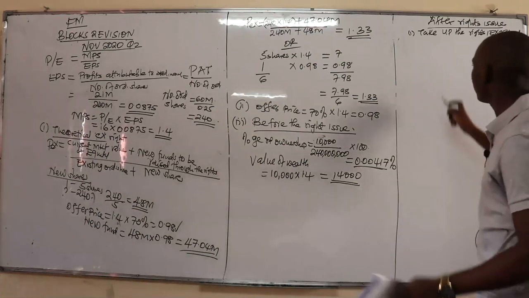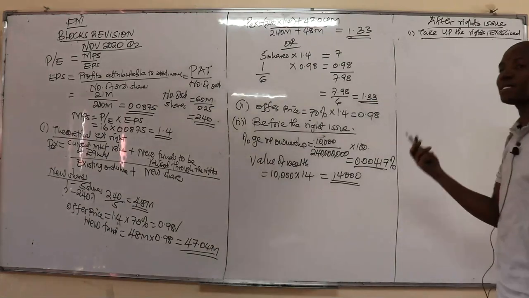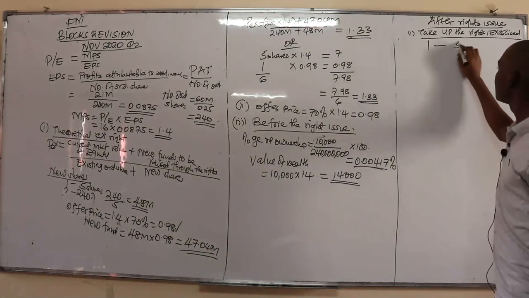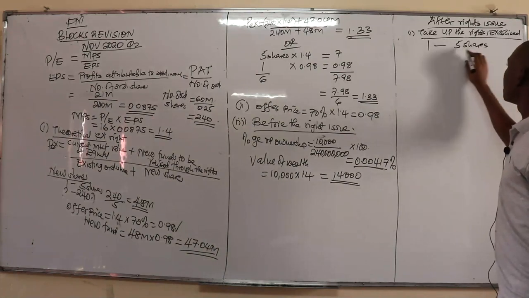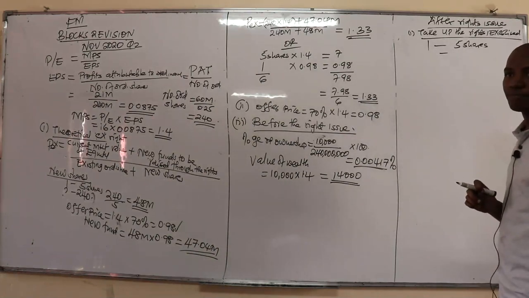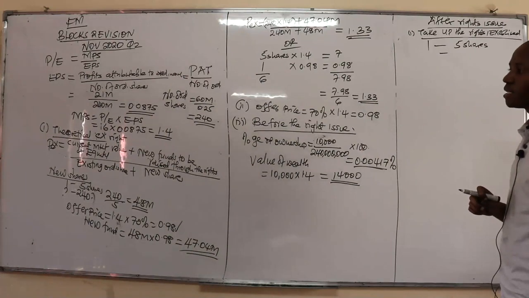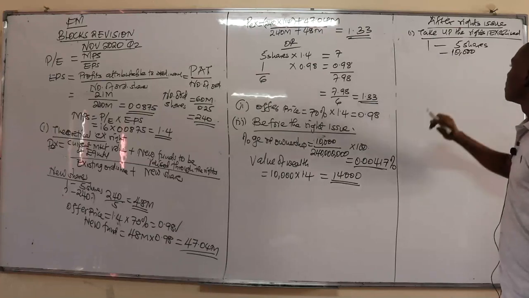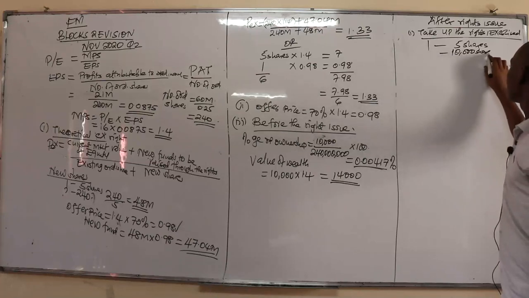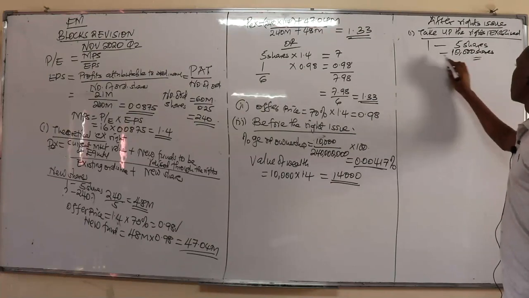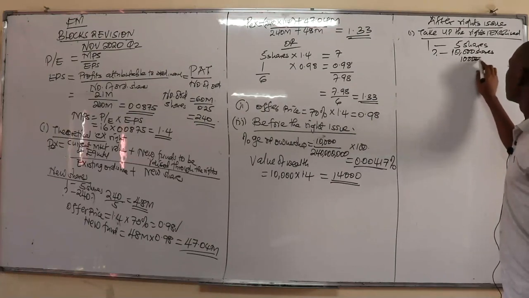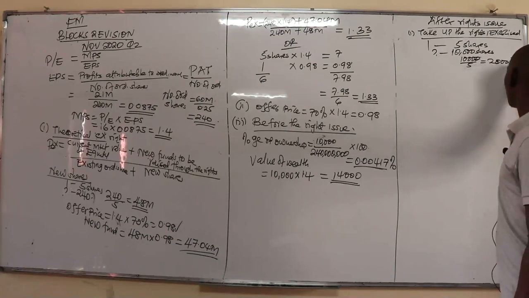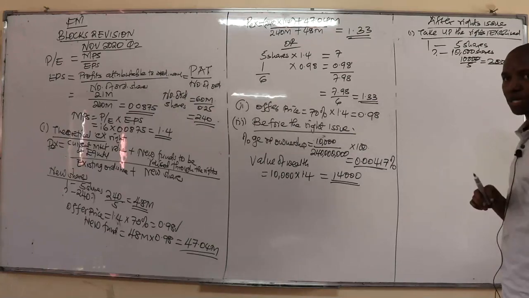Before that, we have to understand the number of rights that he is going to acquire. If one right represents 5 shares, and he has 10,000 shares, you divide 10,000 by 5, which will be 2,000 shares. Those are the shares that he will acquire.